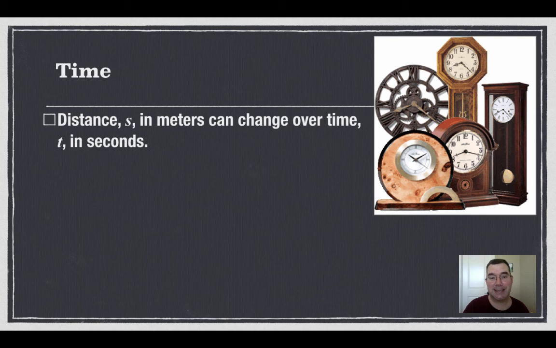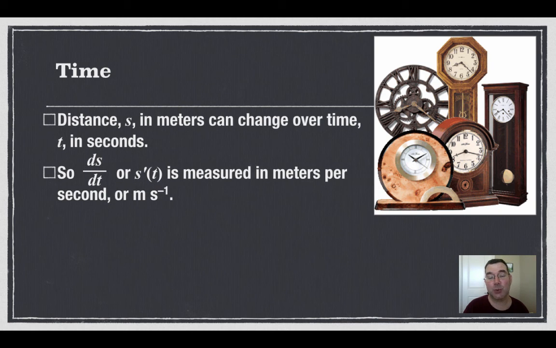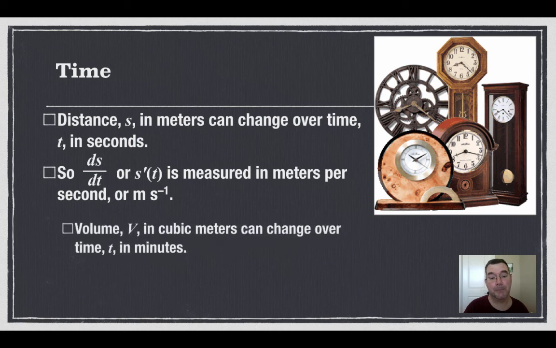We can talk about the distance, and the variable for that is s. That can be measured in meters, and it can change over time, which is called t in seconds. So we can say that ds/dt is the rate of change, or s prime of t. It's measured in meters per second, or meters times seconds to the negative 1.